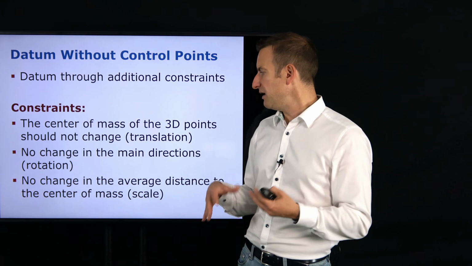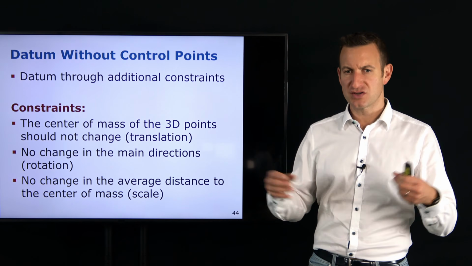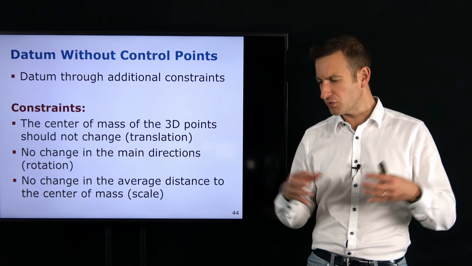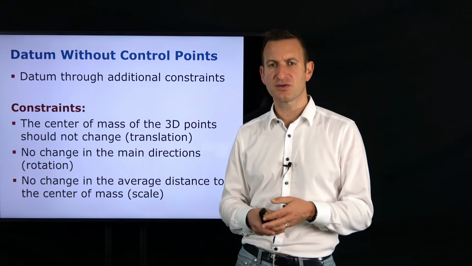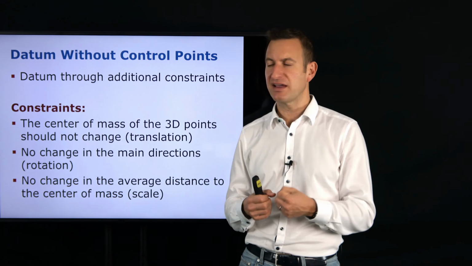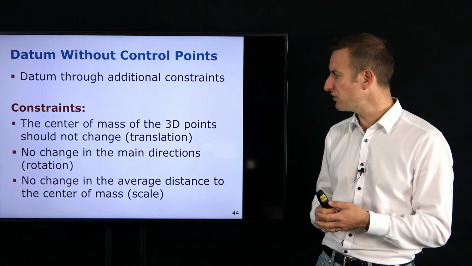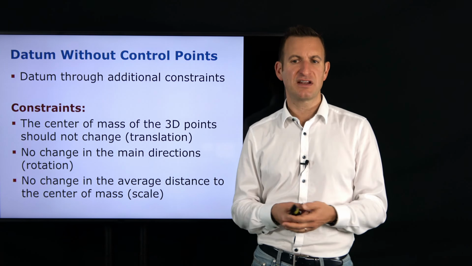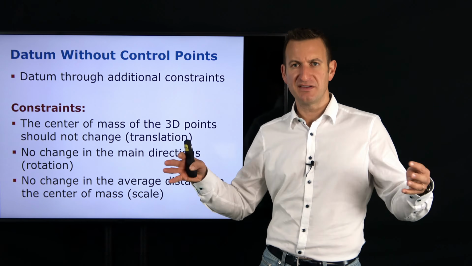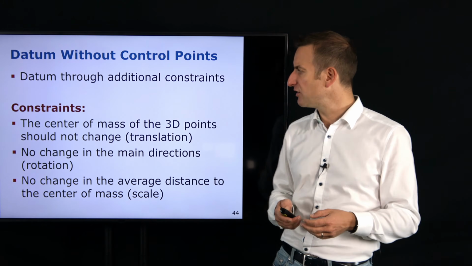That's also an alternative that I can do. I can also say that the main directions shouldn't change. So if I compute basically the cross-covariance matrix over all points and compute the eigenvectors for this, you kind of want to keep these eigenvectors in the same directions. And you can also say that the average distance between the points and the center of mass shouldn't change. You're basically fixing the scale, that the scale shouldn't change.